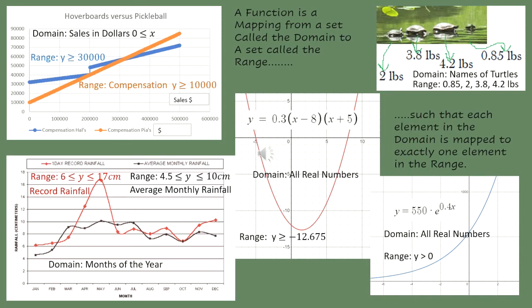Let us discuss the domains and ranges of these various functions. In the upper left-hand corner, we have a graph that's representing two different functions. One is for the compensation or pay of a salesperson named Pia. Her domain, or the domain of that function, is her sales in dollars. And numerically, it's 0 and every number greater than 0. So x greater than or equal to 0.